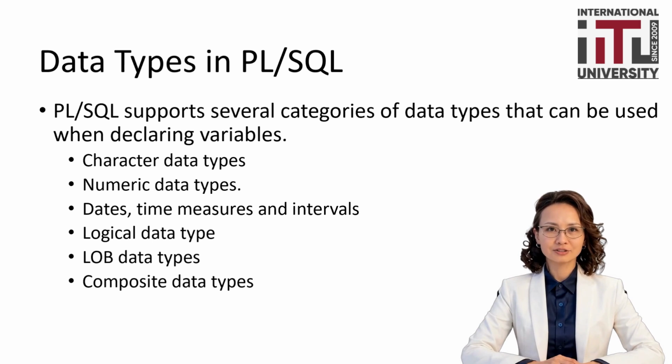First, we have character data types, such as varchar2 and char, which are used to store text values like names, addresses, or descriptions. Next are numeric data types, including number, which are used for calculations and storing integers or decimal values. These are essential for performing mathematical operations in programs.